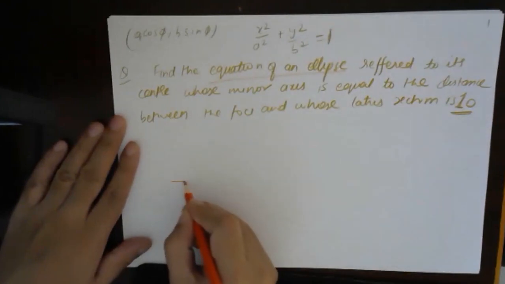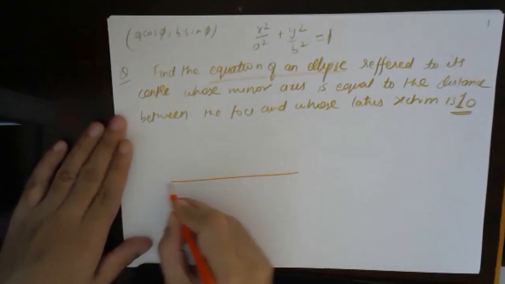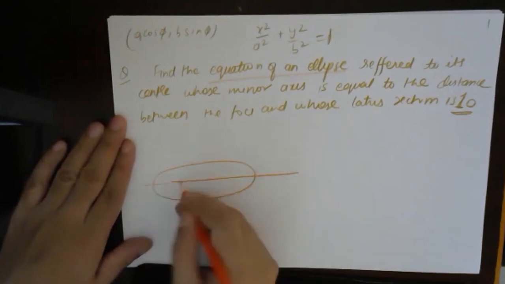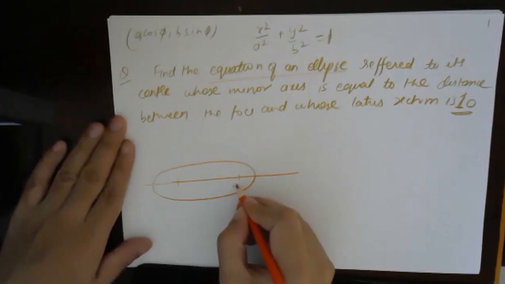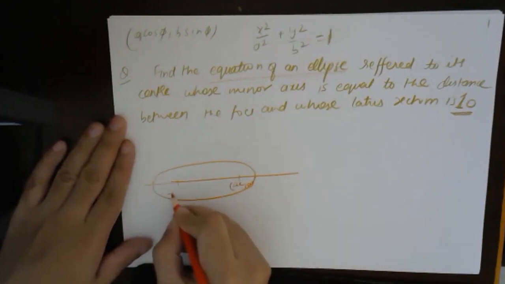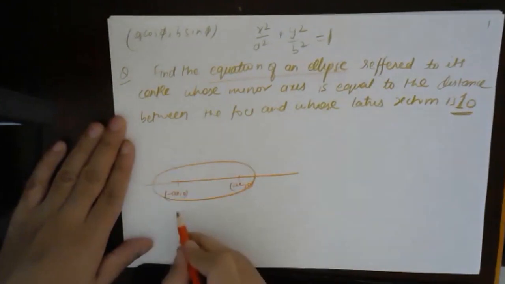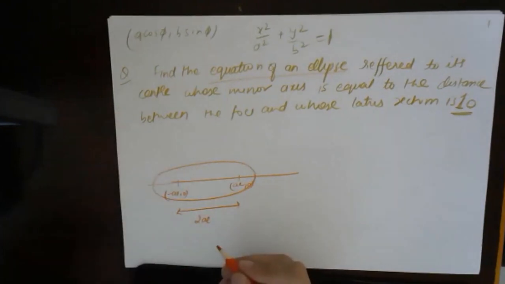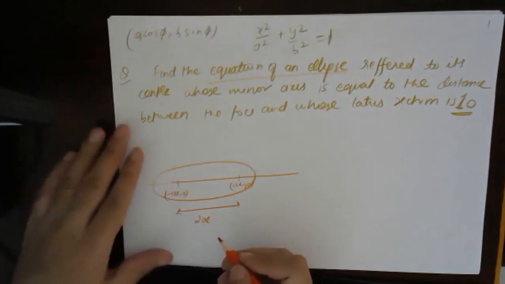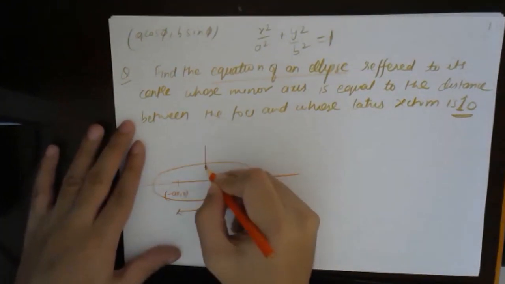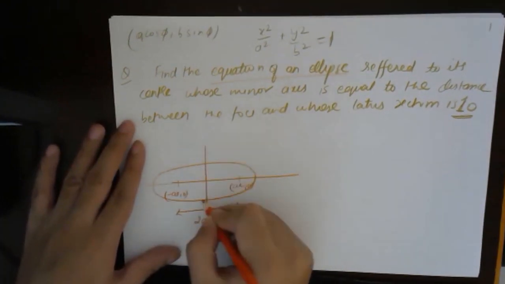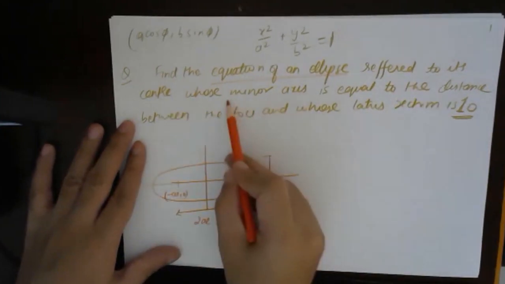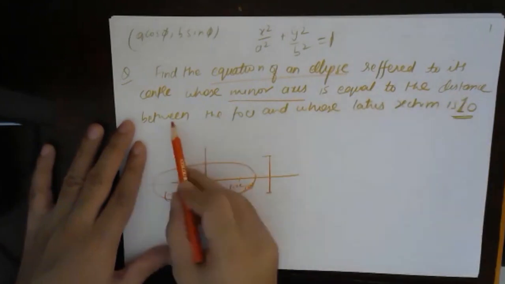So let's see. Suppose this is an ellipse. Okay, fine. These will be the foci. So this is (ae, 0), this is (minus ae, 0), right? So the distance between the two foci is 2ae. The distance between the two foci is 2ae, okay? And this is the minor axis. They are saying that the minor axis is equal to the distance between the two foci.